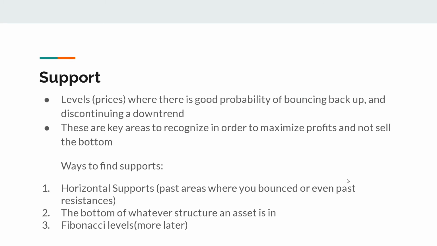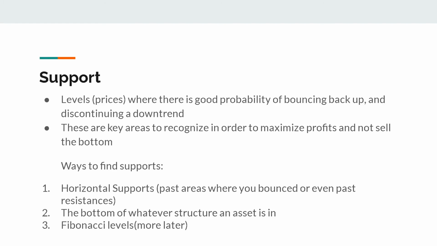Moving on, we're going to be talking about support. You're going to hear this a lot if you watch different traders. A support level is basically a price where there is a good probability of bouncing back up and discontinuing a downtrend. These are key areas to recognize in order to maximize profits and not sell the bottom. This is where a lot of new traders end up selling, and then they regret that as they see the price going up right after.